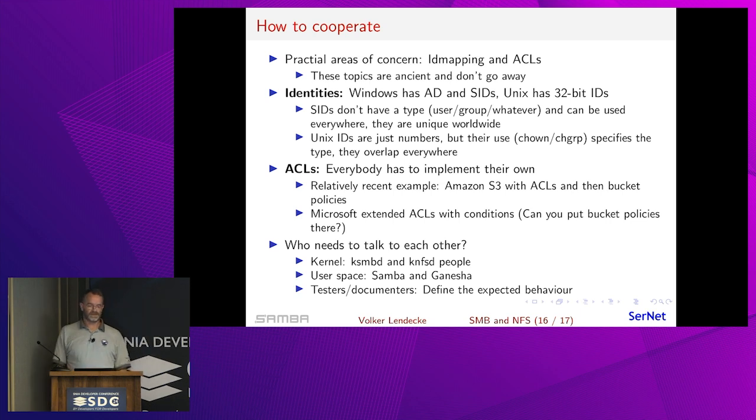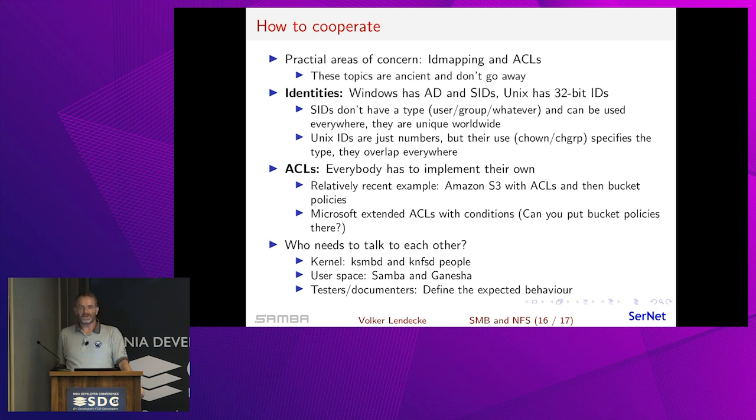So, next steps here. We want to cooperate in these two worlds. And this is now, from the technical details that I described, more going into the world of real deployments. And what I see at customers, two problem areas. The first is identity mapping, and the second one is ACLs. Identity mapping, I mean, these two topics are never going to go away because they are fundamental problems.